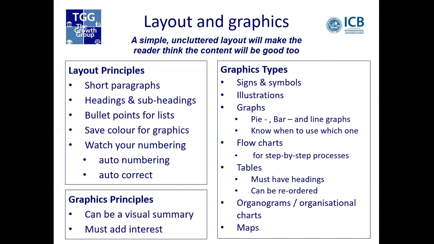Tables must have headings and can be reordered. That's what you would do in Excel, and not always just in Excel, sometimes in Word. A table is just a better way to summarize information that you've already given people. That's why you give a table. Then there can be organograms and organizational charts as well, to show the relationship between people in an organization, for instance. And then there can also be maps. So these are just some of the graphic types. Please understand that in this course, I cannot go into detail. I am just reminding you of things that you have already done in the past.